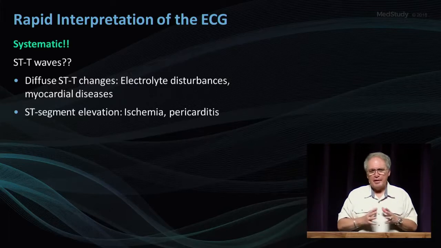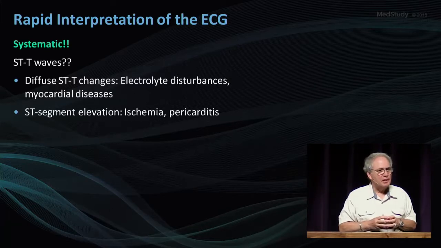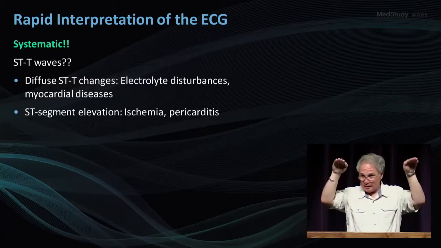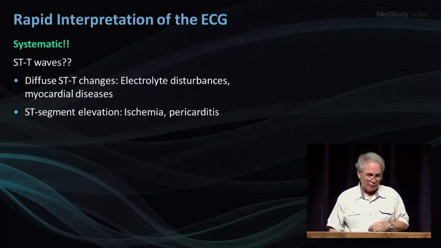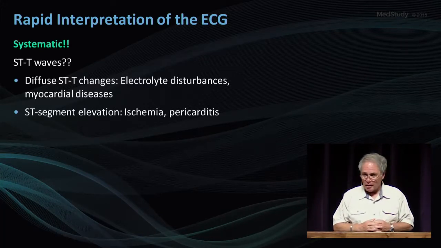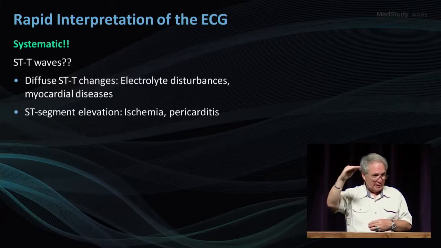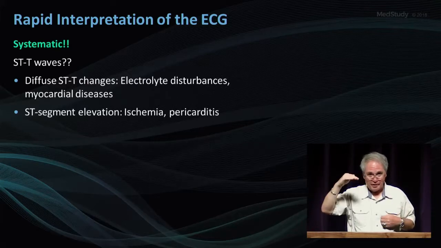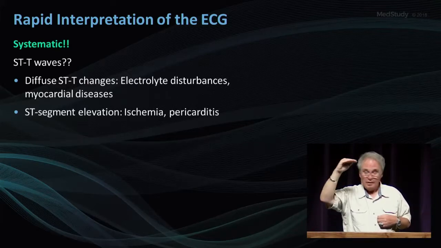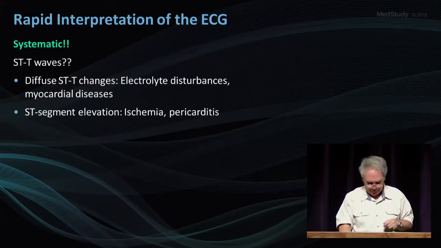You can see diffuse ST-T wave changes in the presence of electrolyte disturbances, certain myocardial diseases, and I'll show you an example of ST elevations, which you can see in ischemia, but more often in pediatrics in the setting of pericarditis. So that's our systematic look at the electrocardiogram. And after 35 years of doing this, I still do this. I start with the rhythm, the rate, the axis, etc. So it's the only way to do it.